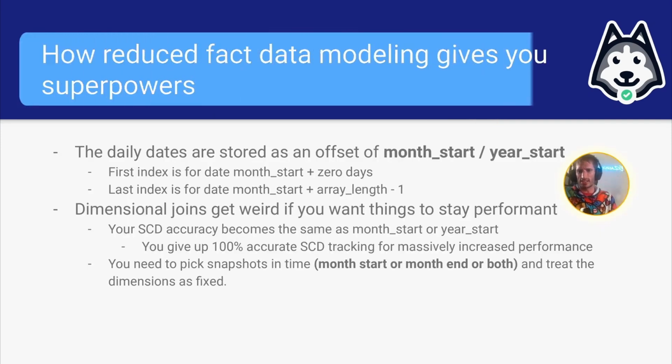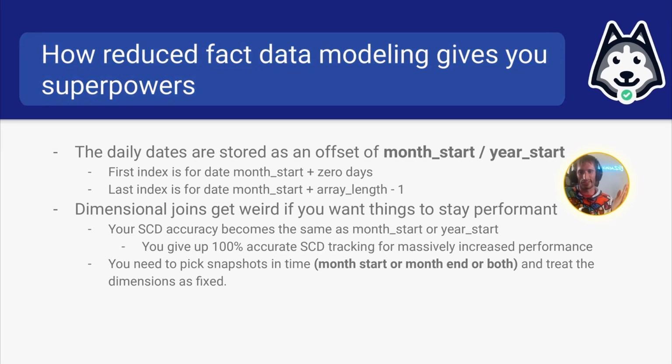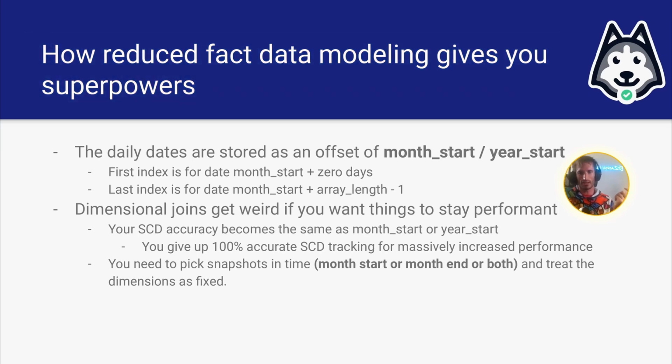I talked about a lot of this stuff already, where I said the first index is for the date at the beginning of the month, and the last index is for the date at the end of the month, right? And I was talking about how dimensional joins get weird if you want things to stay performant, because you don't want to have to bring in a dimension in the middle of the month.